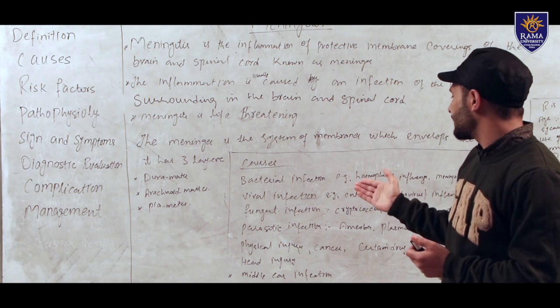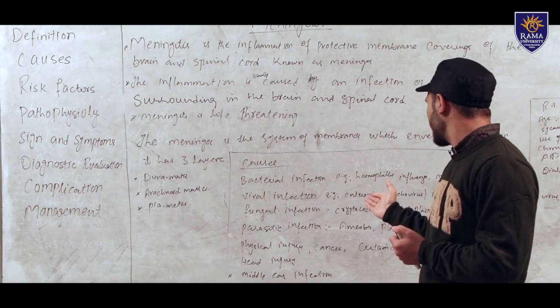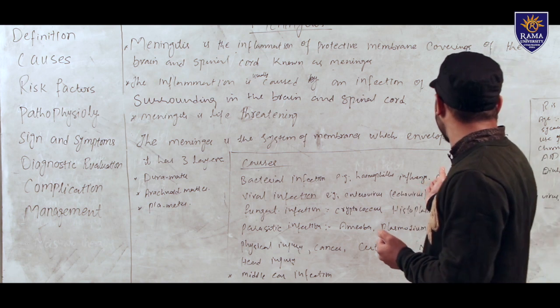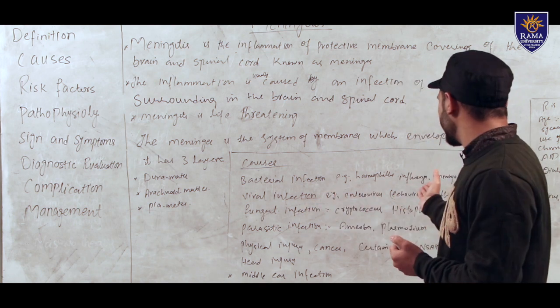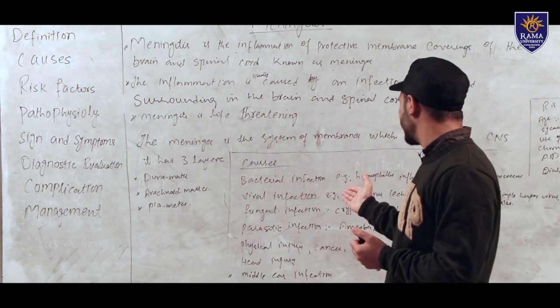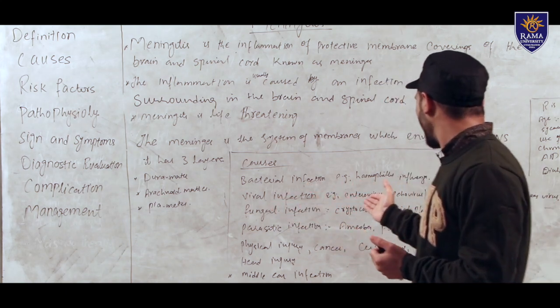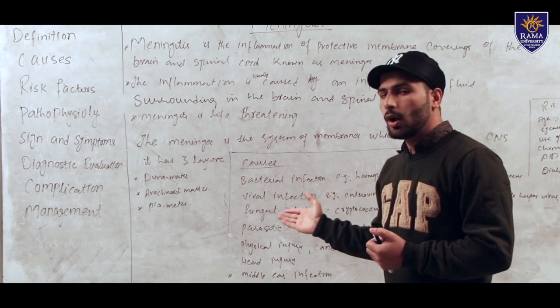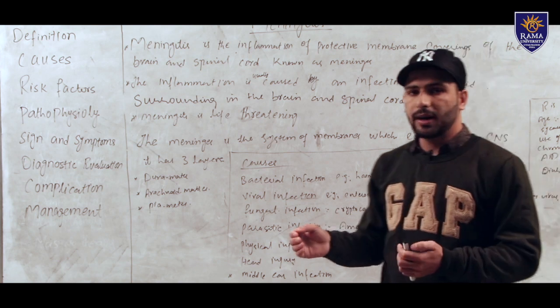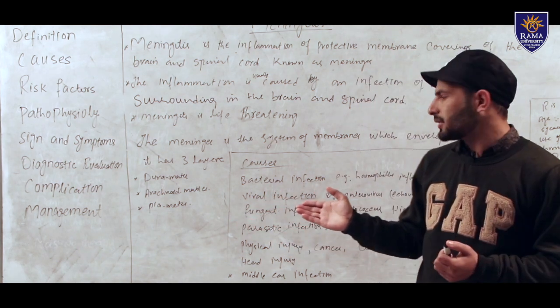Next is fungal infection. The agents that cause fungal infections are Cryptococcus, Histoplasma, and Candida. And next is parasitic infection. The organisms that cause parasitic infection are amoeba, Plasmodium, and Toxoplasma. Also, sometimes physical injury may cause meningitis.